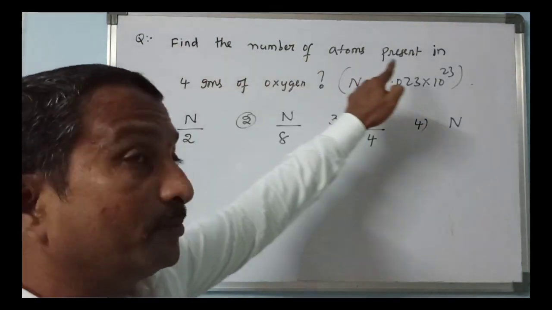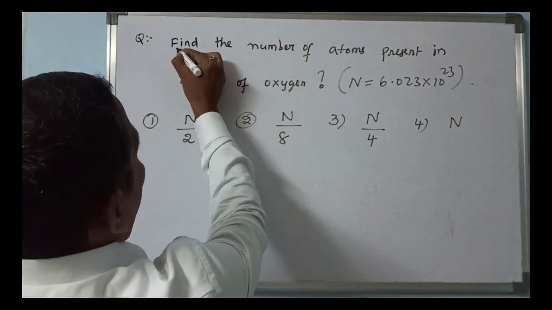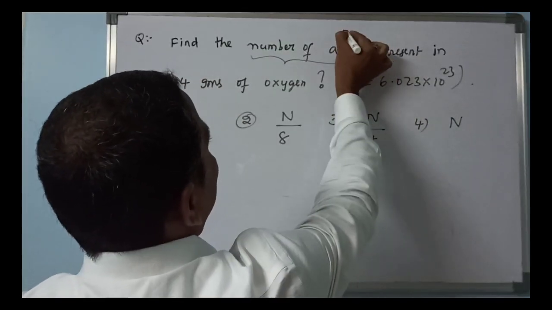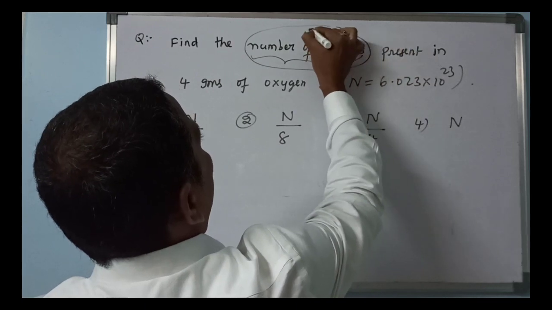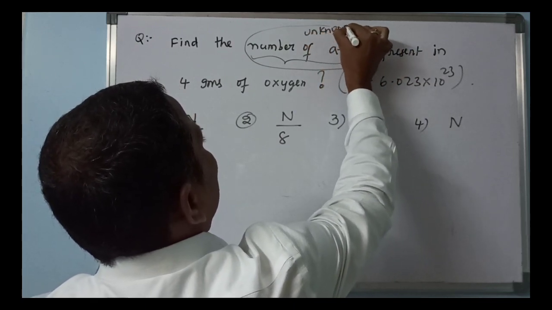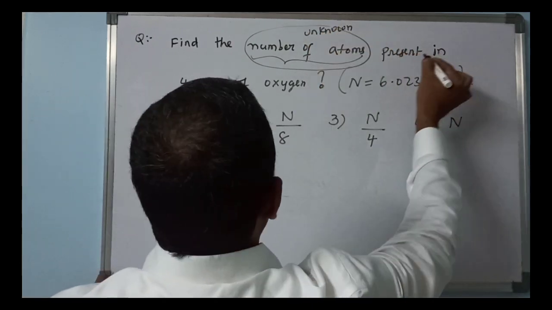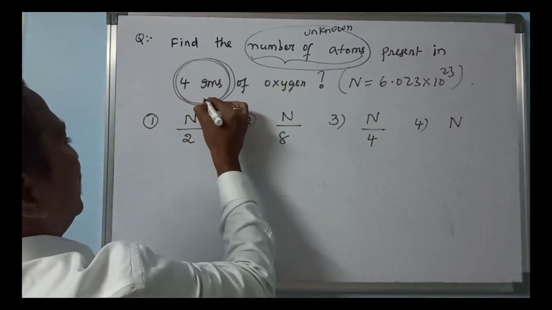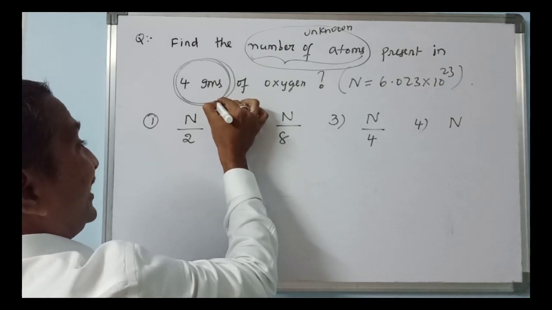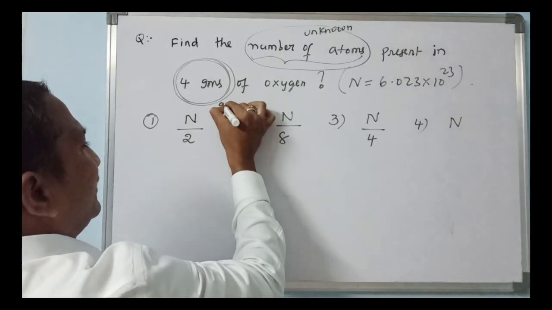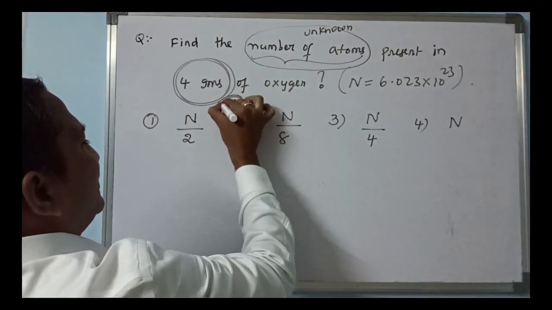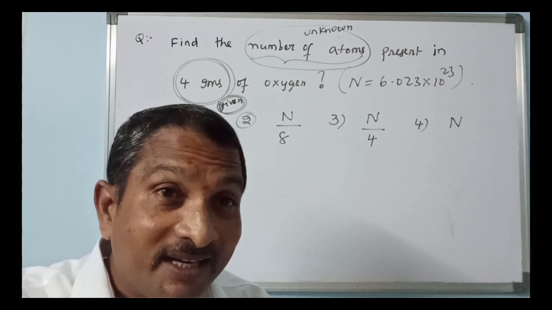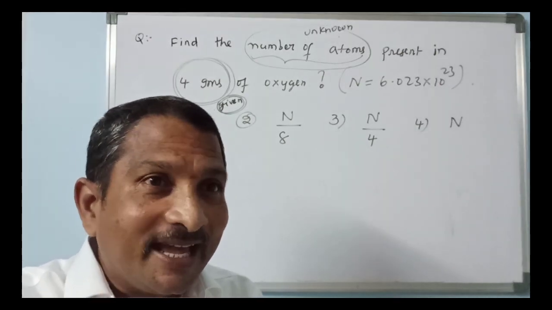First you read the problem carefully. So the unknown factor is the number of atoms. See, first, the number of atoms, this is the unknown factor. Okay, present in 4 grams, this is 4 grams, that is the known, given factor. This is to be calculated, this is given. First you write the relation between the given and the quantity to be calculated.